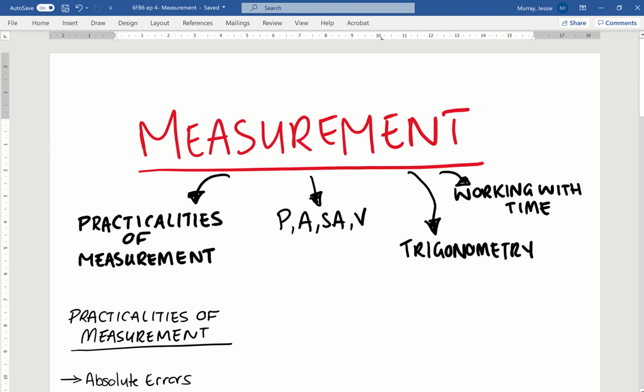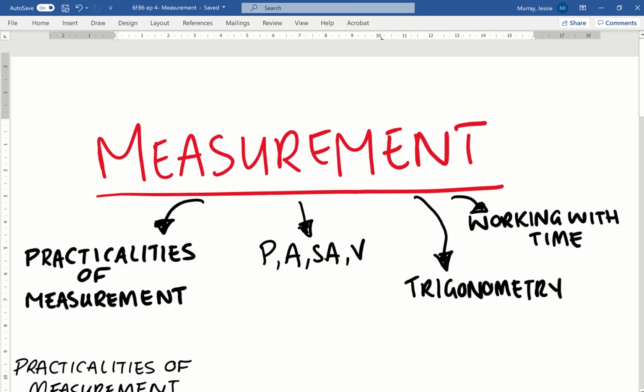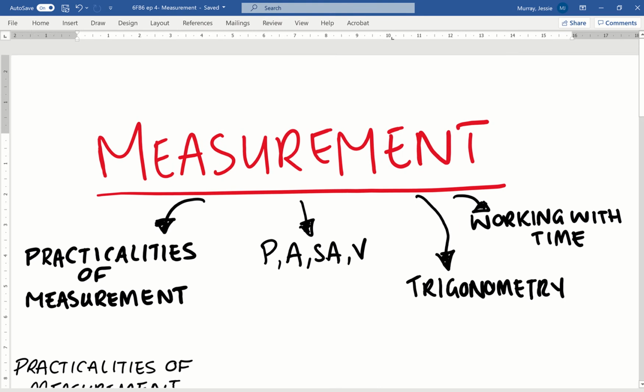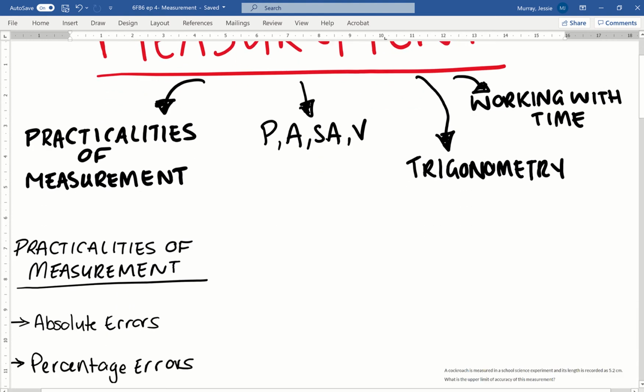So the 4 different parts within the measurement topic are listed here. So we've got practicalities of measurement, then you've got the actual measurement stuff, which is perimeter, area, surface area, and volume, all of your trigonometry, and then the smaller topic of working with time. So I want to do, out of these 4 topics, the most important parts out of each one. The first one we've got is practicalities of measurement.